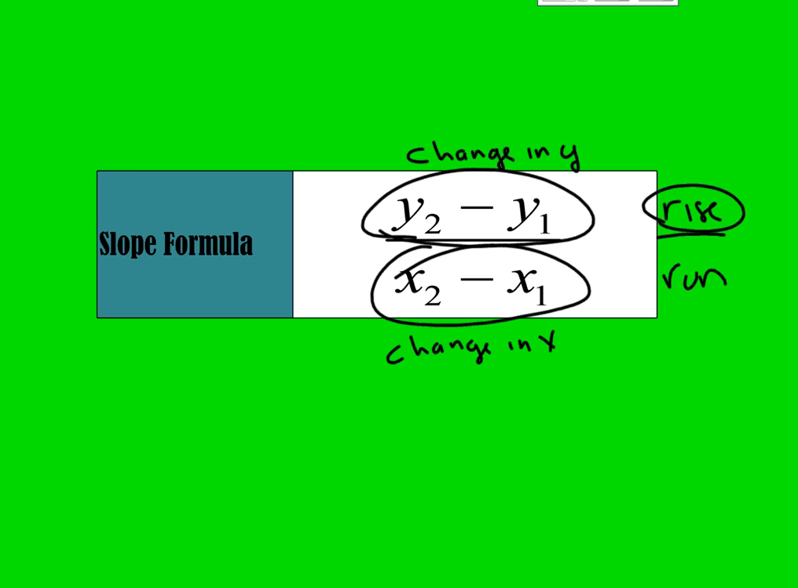And the big idea is this rise over run concept that you hear all the time. Well, think about this. Which one goes up and down, y or x? Well, y does. Which one goes left and right? Well, x does. So that's why they call it rise over run, because what you're literally doing is taking the y's and subtracting them and taking the x's and subtracting them.